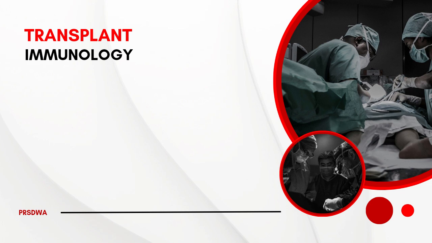HLA-DP, DQ, DR are all class 1 molecules. For 4, they are class 2 molecules. So I choose B. It provides an immunologic fingerprint. Okay, so someone should take number 3 now.